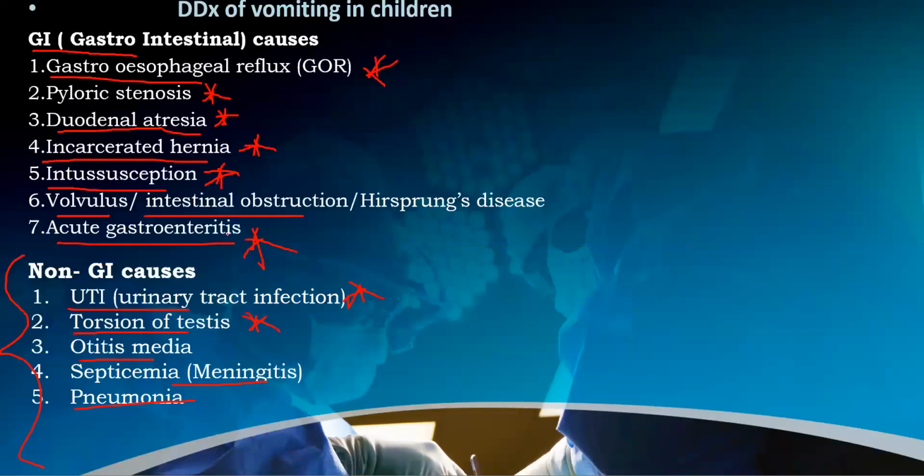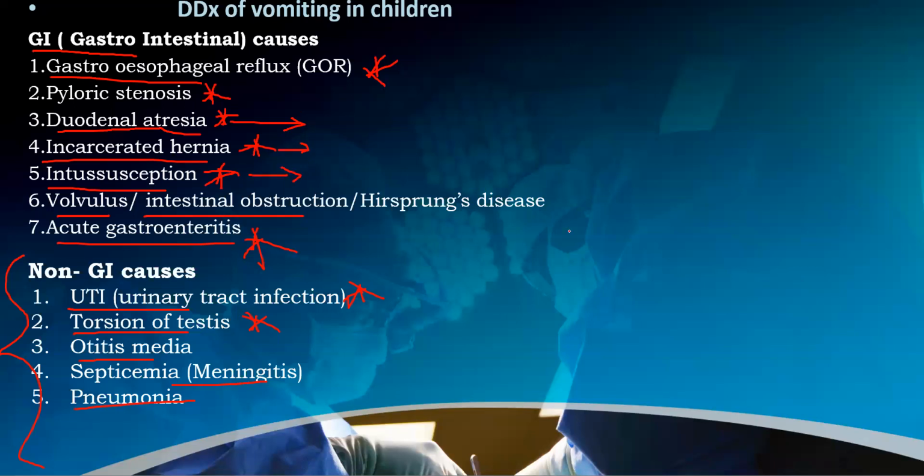If you come to the differential, now you will find that for gastroesophageal reflux, there is nothing to ask. Your vomiting questions are all that you need to ask. Pyloric stenosis, vomiting questions are all that you need to ask. Duodenal atresia is uncommon in a child who is not a newborn. If it's a newborn, vomiting questions are all that you need to ask. For incarcerated hernia, you need to ask, have you noticed any lump or bump anywhere in the tummy, especially in the groin? So that's incarcerated hernia.